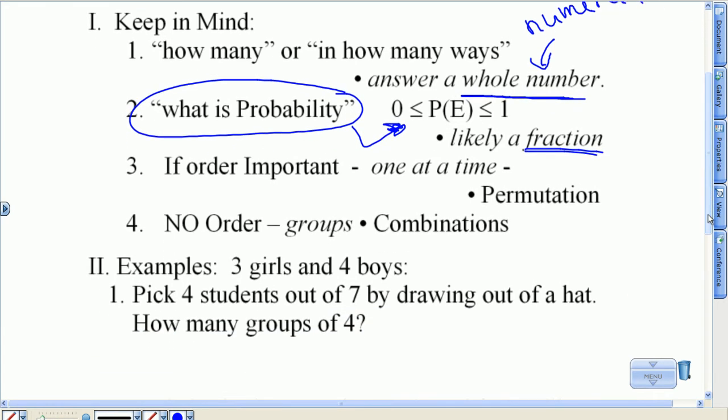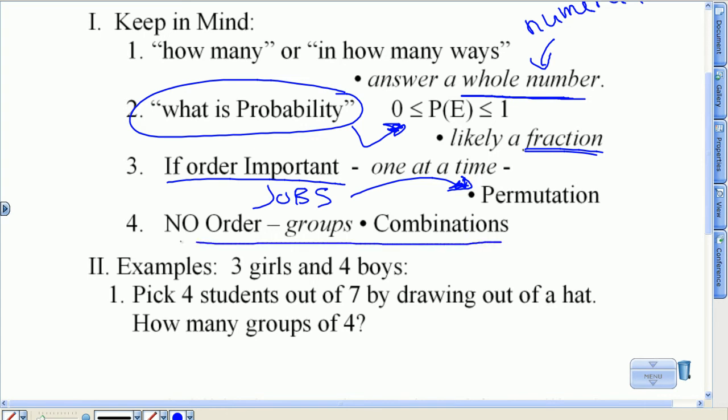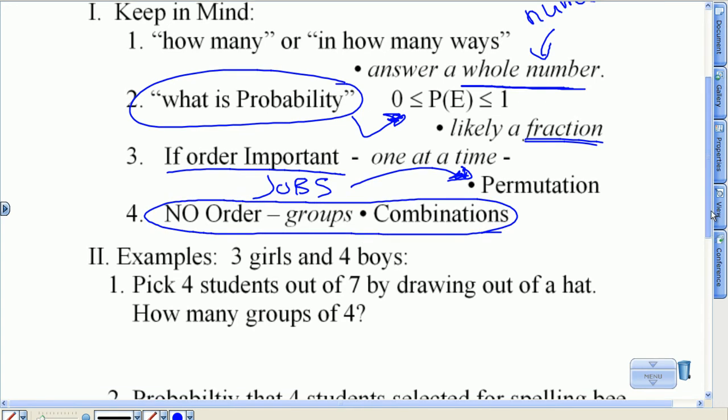If order matters, like jobs, if you're given a job like president or vice president or something, you're lining people up at the door, you're selecting which homework assignment to complete, those are permutations. If you're making a committee or forming a group, something that order doesn't make any difference at all, your answer should be a combination. All right, let's take a look at some problems.